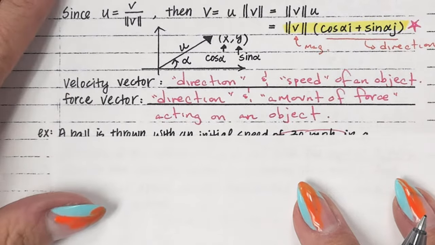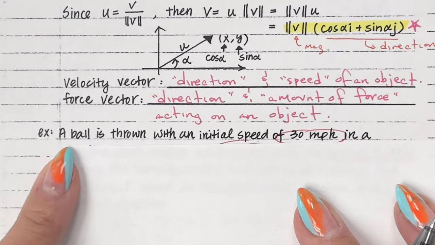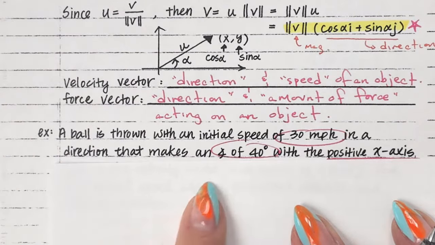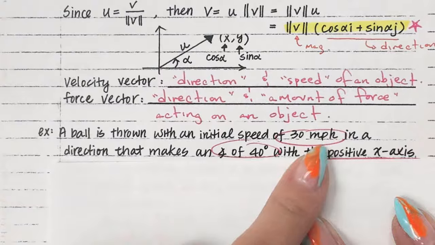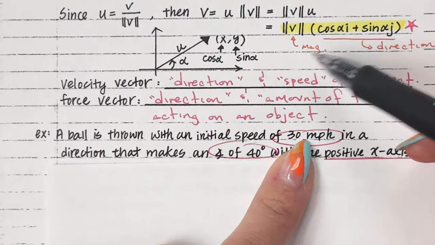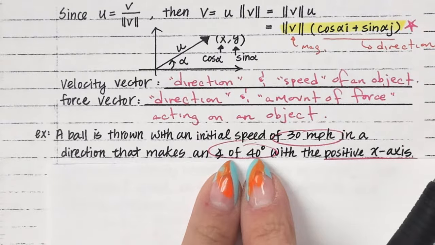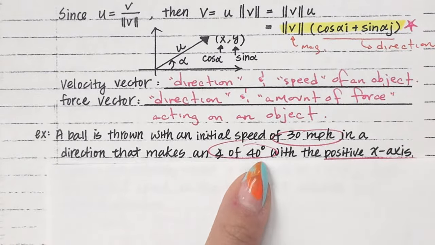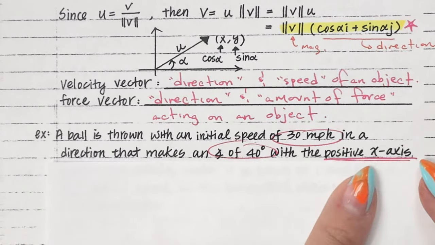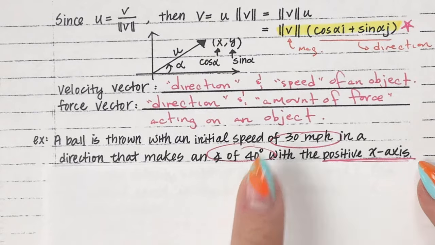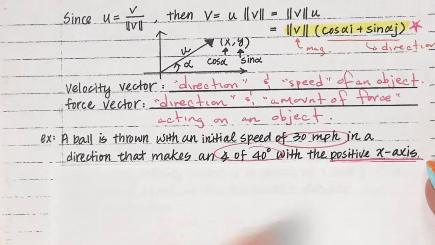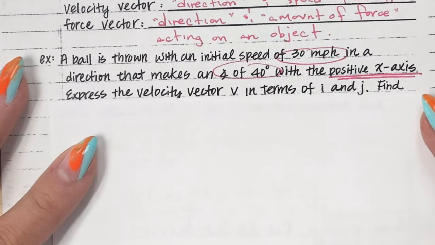So force vector. Okay, so let's say for this example, a ball is thrown with an initial speed of 30 miles an hour in a direction that makes an angle of 40 degrees. This is important because this is the speed. What is speed? It is magnitude. And then it has a direction. All right, there's our alpha, right? With the positive x-axis. So this does matter because the angle should always be going around the positive x-axis. So it's a standard angle, okay?